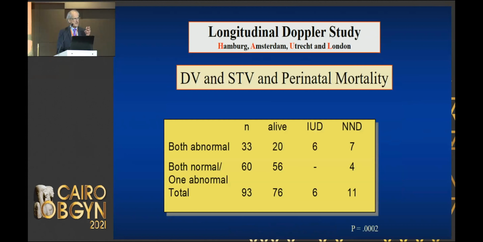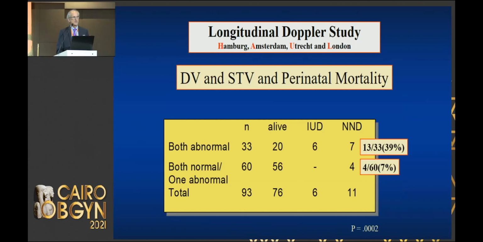Now, this study showed very clearly that perinatal mortality, intrauterine fetal death, and neonatal death was significantly higher, 39%, if both parameters were abnormal, ductus venosus and short-term variation, whereas it was only 7% if both were normal or only one was abnormal. So this study showed you clearly, don't wait until both are abnormal.